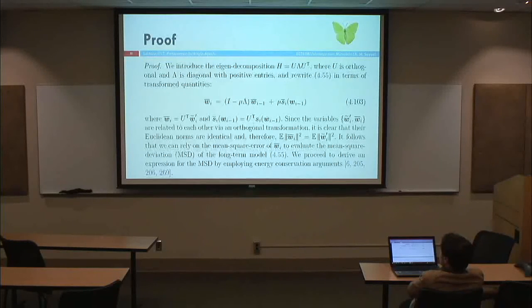Very good. So this is the proof. I'm going to work with the recursion for the long-term model. Sorry, here it's multiplied by I minus mu. So let's do this correctly.